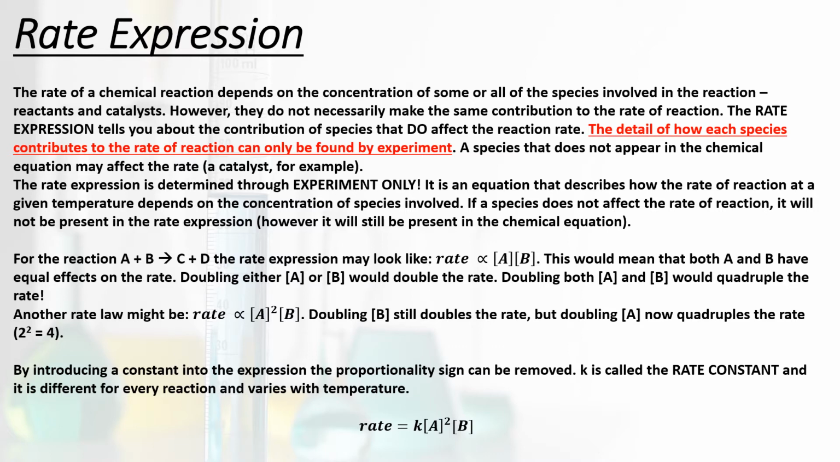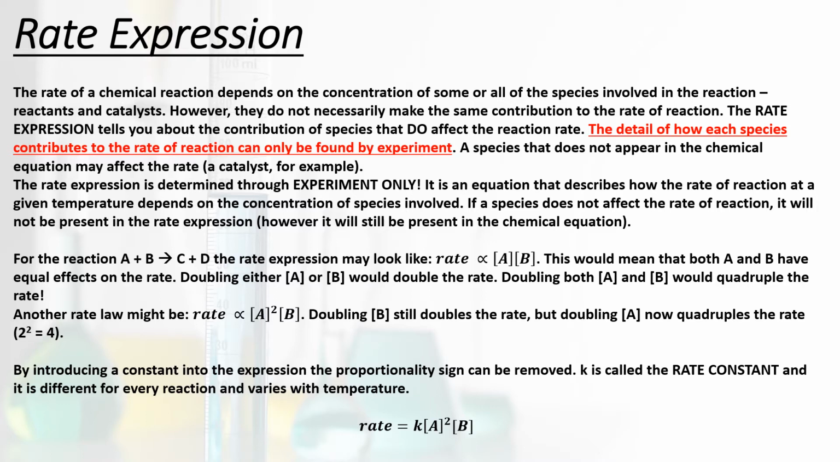So let's take an example reaction of A plus B giving C plus D. The rate expression for this might look like the rate of reaction is proportional to the concentration of A and the concentration of B. This would mean, for example, that both A and B have equal effects on the rate. If I double A, that would double the rate. If I double B, that would double the rate. If I doubled both A and B, this would now quadruple the rate. Essentially, you can imagine times 2 and times 2. Overall, that's times 4, quadrupling the rate.